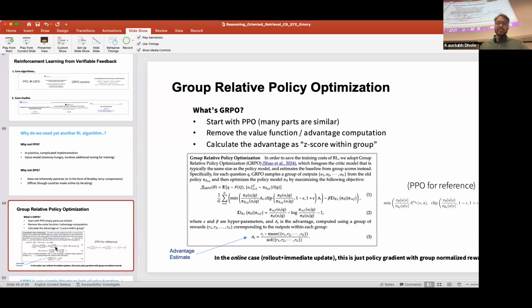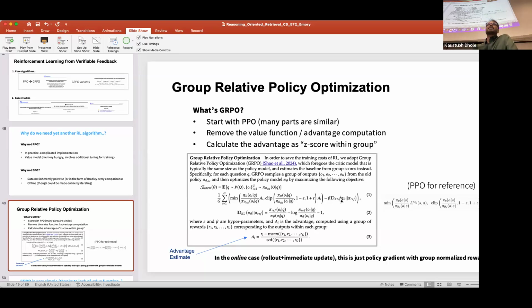So this is the main equation, which is GRPO, group relative policy optimization. This is not very different from PPO. Essentially, we have one term, which is the clipped advantage function that we saw in PPO, and we have the KL divergence term. Now, what is the difference here is that previously the advantage was computed using a value model.